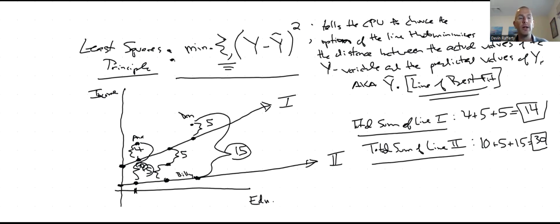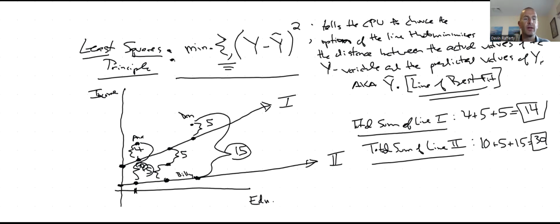Line 1 is the least squares principle. The square comes from the squared, and then least is minimum. We're picking the least square. If we find the line that has the smallest discrepancy between the actual and the predicted values, then we have the line of best fit.